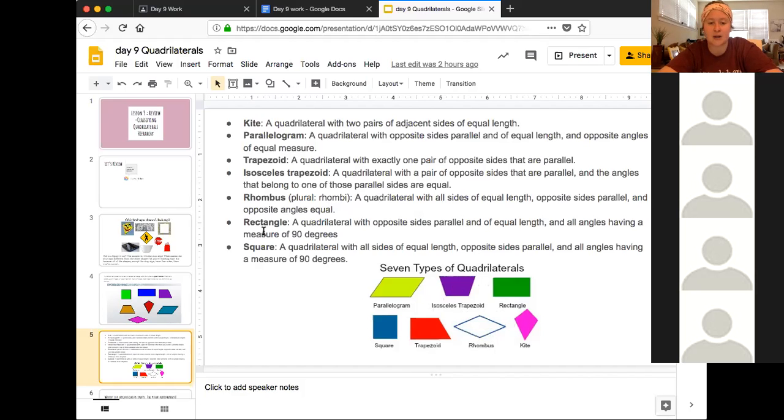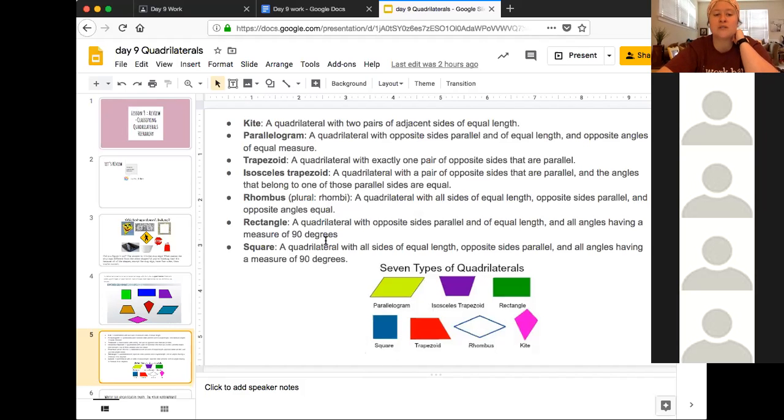Then we have a rectangle. Okay, our rectangle is this green shape, a quadrilateral with four sides. Opposite sides are parallel. So the sides are parallel and the top and bottom are parallel, and they all have right angles. And then lastly is a square, which is this blue one. All have equal sides, two sets of parallel lines, and they all have right angles. So it kind of mushes a bunch of attributes together.